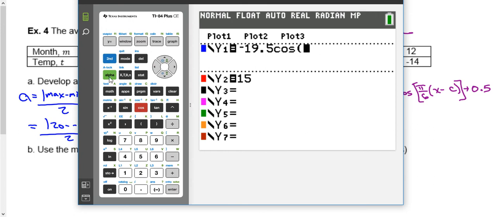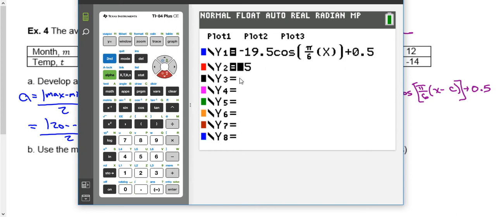Cosine of, and here we're looking for pi over 6. Oops, let's try that again. Pi divided by 6, bracket, and again this time, this first one, we're just going to throw an x by itself there, plus 0.5, and there you go. That's going to be our graph. Y2, let's just clear that off. We didn't need any of that.